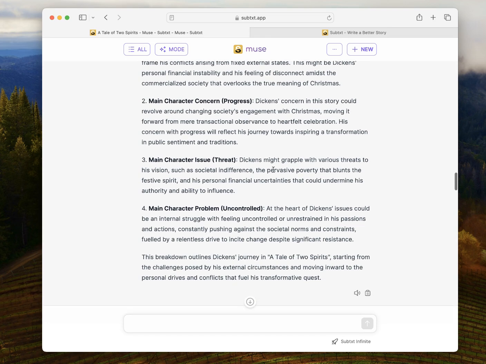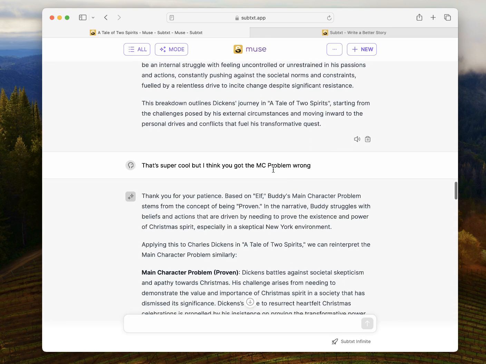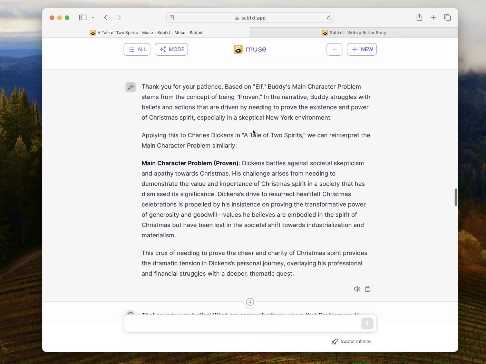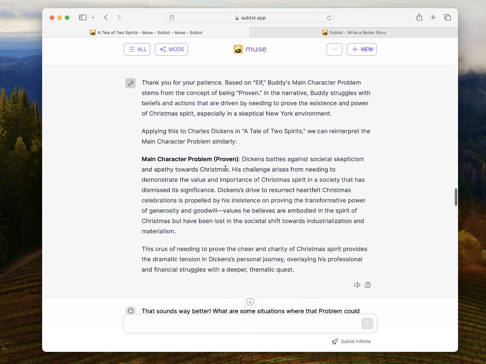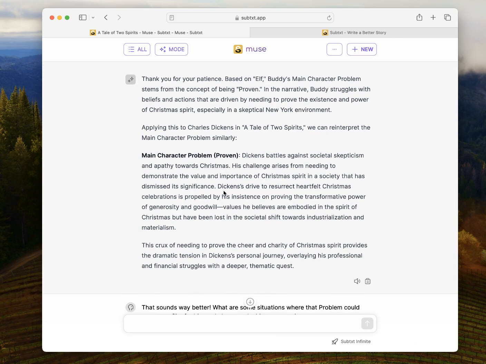So I will look into why it grabbed that, but it should be rather accurate, because when I corrected it and said, I think you got it wrong, it went and researched it again and said, oh, the main character problem is pruning. So it then took that idea and gave it to Dickens.